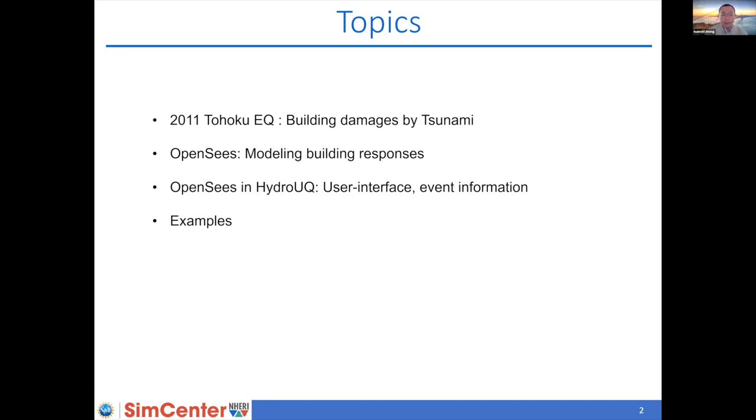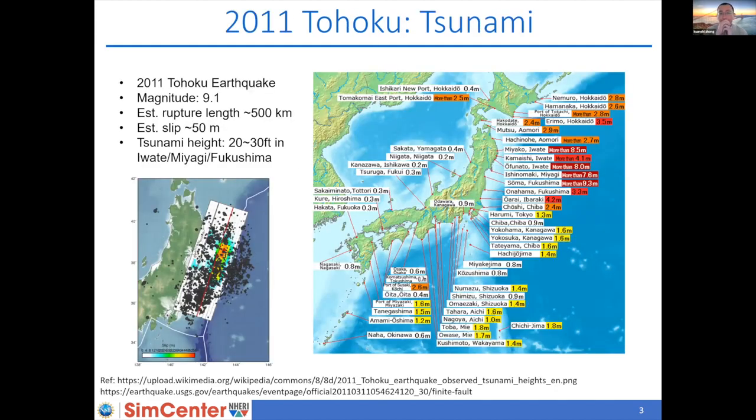OpenSees simulations. To start with the background, I saw a lot of the news back in 2011 when I was in college, and saw the terrifying videos on YouTube and television about how the tsunami swept through the east coast of Japan. The magnitude of the earthquake was 9.1, the estimated rupture about 500 kilometers, and the estimated peak slip about 50 meters.